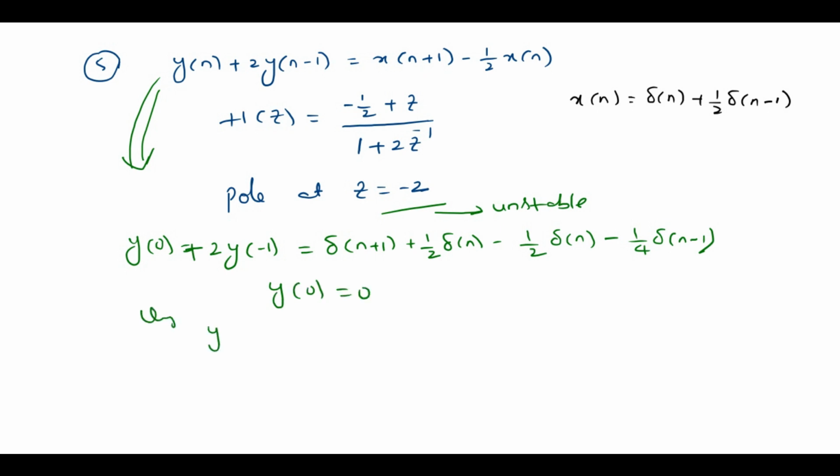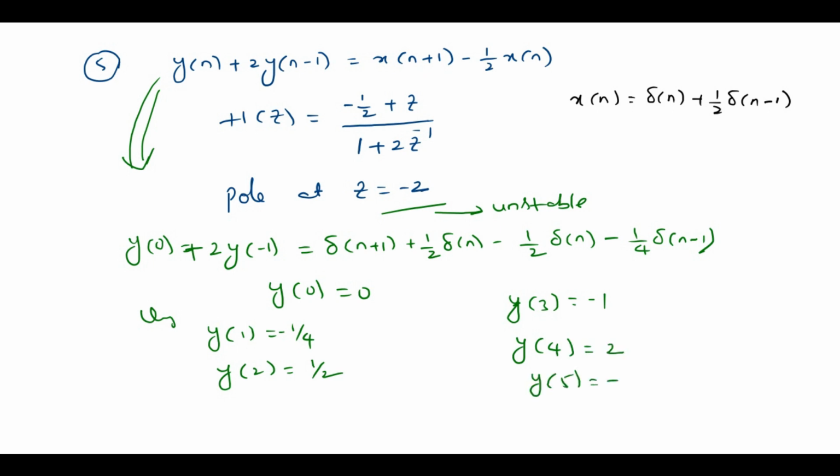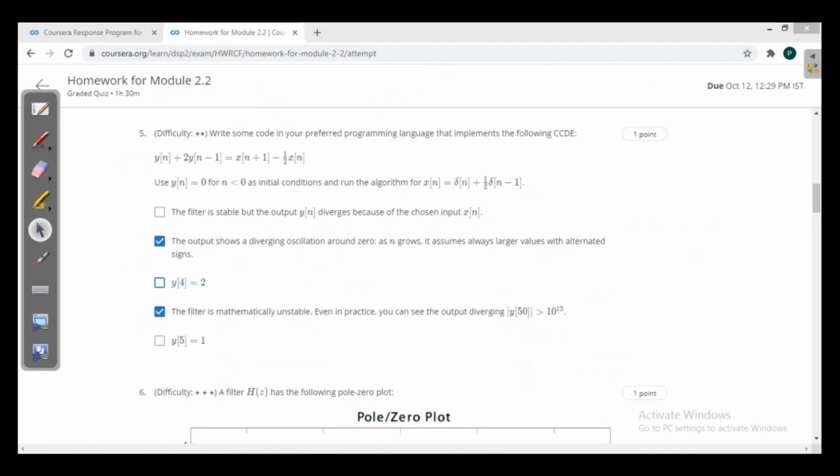Similarly, the y[1] value is -1/4, y[2] value is 1/2, y[3] value is -1, y[4] value is 2, and y[5] value is -4. So y[4] is 2 and y[5] is -4. Out of the 5, the 3 options are correct.